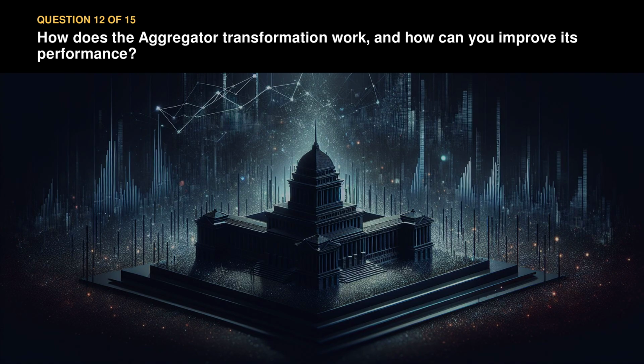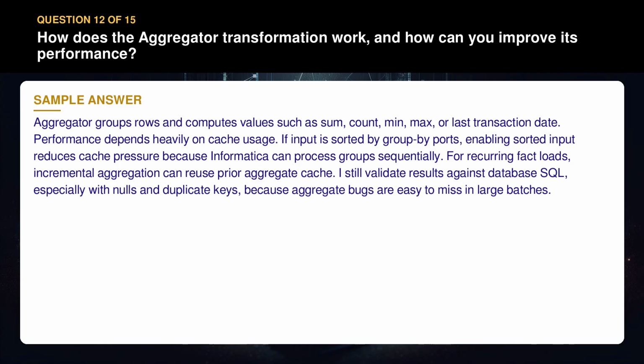Question 12. How does the aggregator transformation work, and how can you improve its performance? Aggregator groups rows and computes values such as sum, count, min, max, or last transaction date. Performance depends heavily on cache usage. If input is sorted by group by ports, enabling sorted input reduces cache pressure because Informatica can process groups sequentially. For recurring fact loads, incremental aggregation can reuse prior aggregate cache. I still validate results against database SQL, especially with nulls and duplicate keys, because aggregate bugs are easy to miss in large batches.